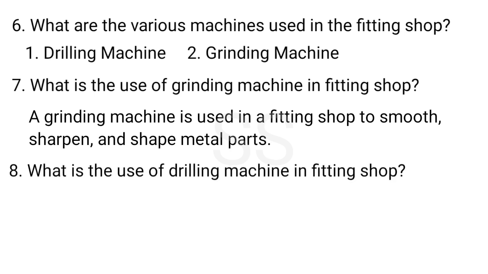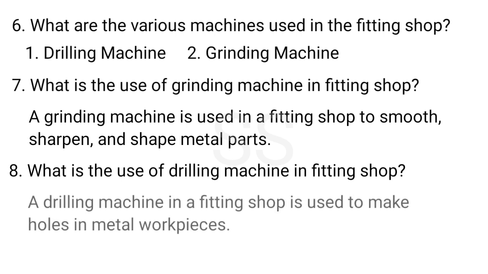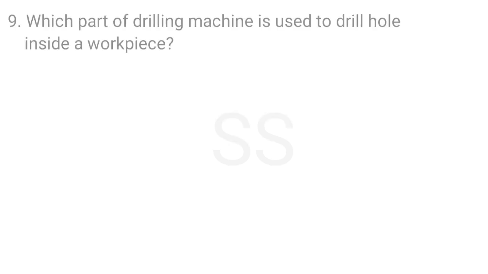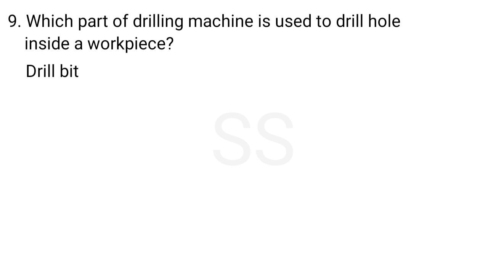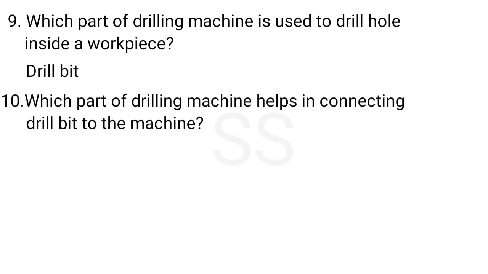What is the use of drilling machine in fitting shop? A drilling machine in a fitting shop is used to make holes in metal workpieces. Which part of drilling machine is used to drill a hole in workpiece? Drill bit is used for drilling a hole in workpiece. Which part of drilling machine helps in connecting drill bit to the machine? The chuck is the part of the drilling machine that holds and connects the drill bit to the machine.